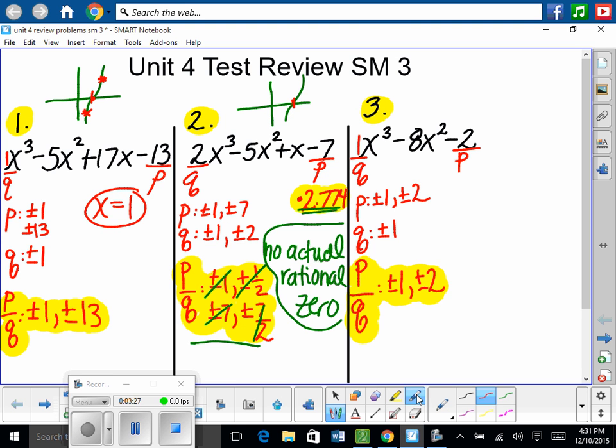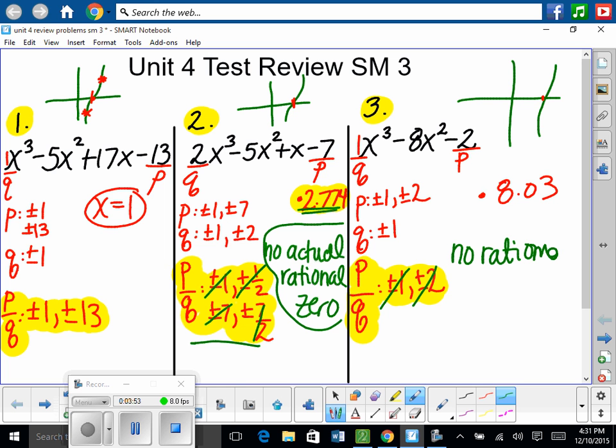So we type it into our calculator on number 3, and once again, it's crossing. Make sure your window is big enough. It's crossing somewhere over here. So I do second trace, I find the zero, and you get 8.03. That's obviously not 1, it's obviously not 2, so this one's also no rational zeros. Once again, that is a zero, but it's not rational, because if it was, it would have been in this group. So no rational roots. That would be our final answer for that one.